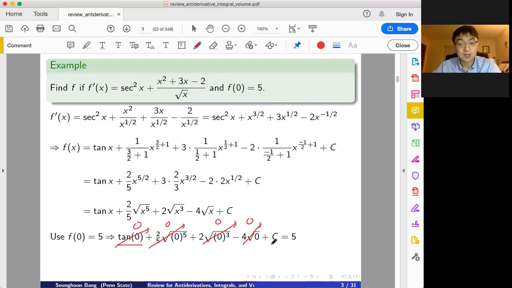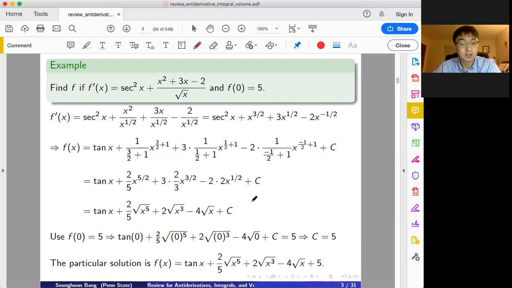The final answer is c equals 5. So you can plug this 5 into here. The final answer is tangent x plus 2/5 square root of x to the 5 plus 2 times square root of x cubed minus 4 square root of x plus 5. That's it. This is the answer.